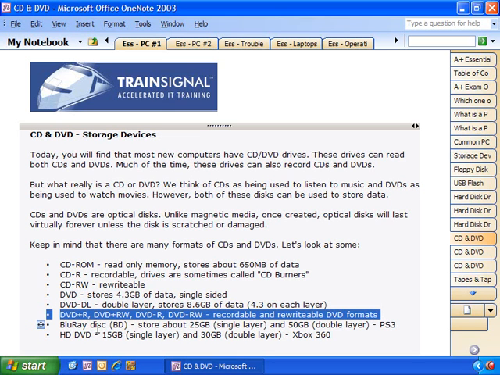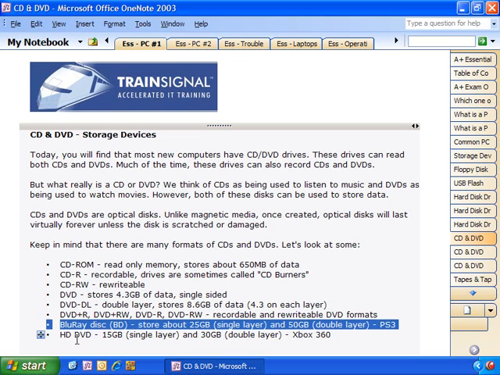Next one is DVD plus R, DVD plus RW, DVD minus R, and DVD minus RW. These are different formats of recordable, that's the R, or rewritable, that's the RW. So rewritable, again, can be used multiple times. Just the R can only be burned once. And the plus and the minus have different pros and cons. You need to make sure that your drive can read the type of disc that you buy, the DVD plus or the DVD minus.